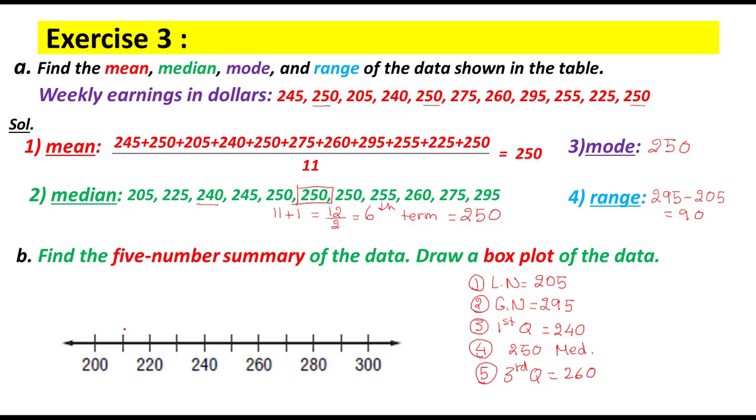Now I'm going to put my information on the number line. 205 will be something in the middle. 295 will be something here. And 240 is here. Then 250 is here. And 260 is here. 1, 2, and 3.